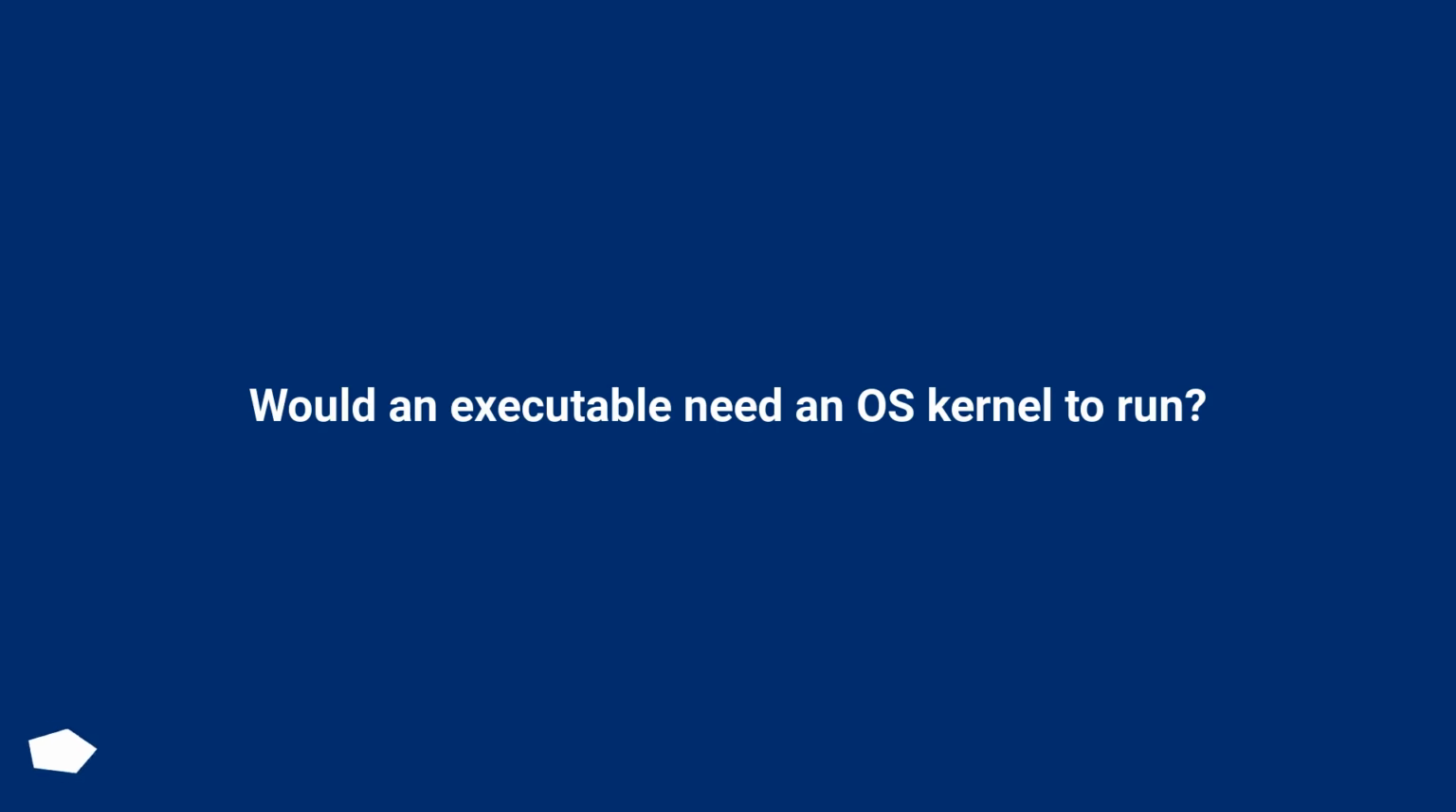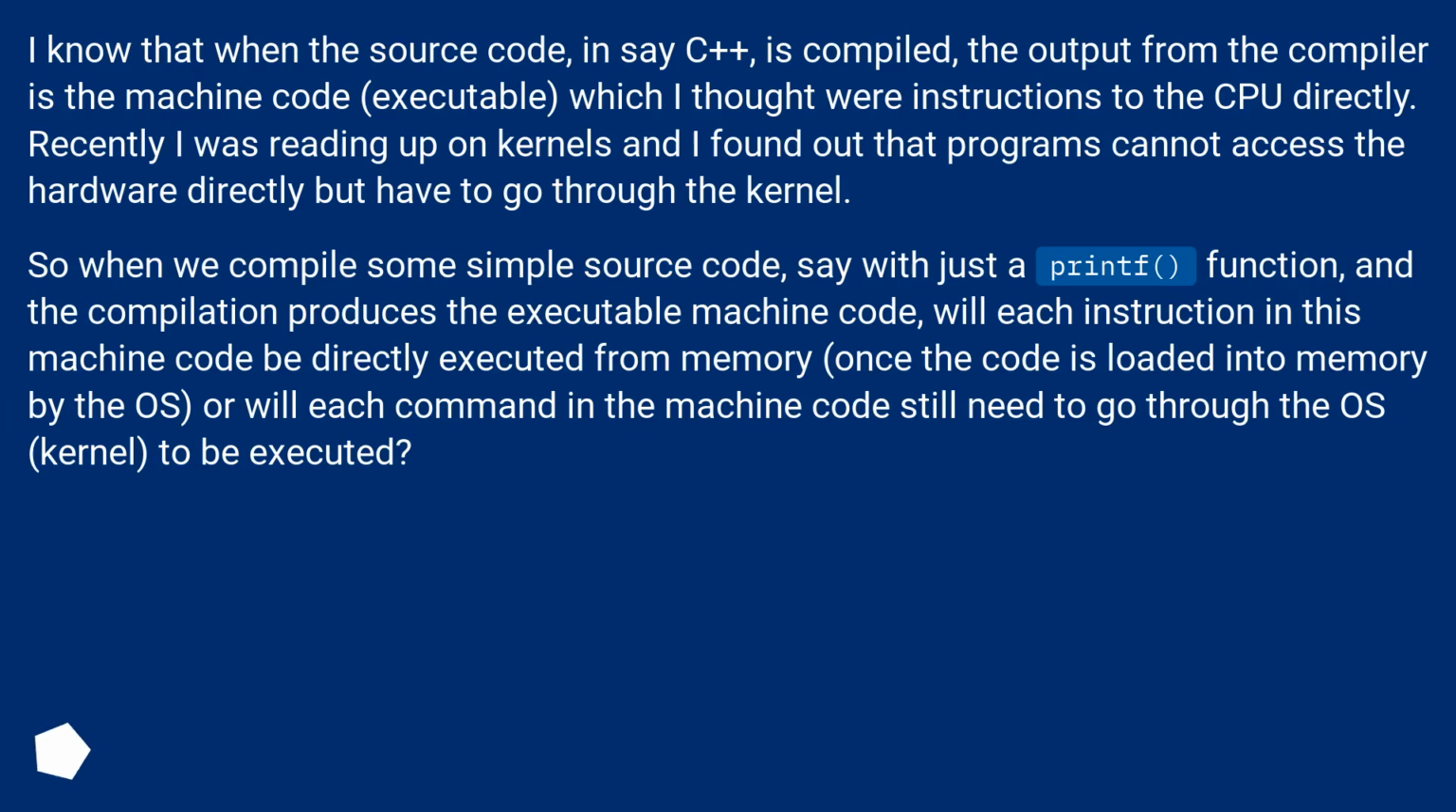Would an executable need an OS kernel to run? I know that when the source code, in say C++, is compiled, the output from the compiler is the machine code, executable, which I thought were instructions to the CPU directly. Recently I was reading up on kernels and I found out that programs cannot access the hardware directly but have to go through the kernel.